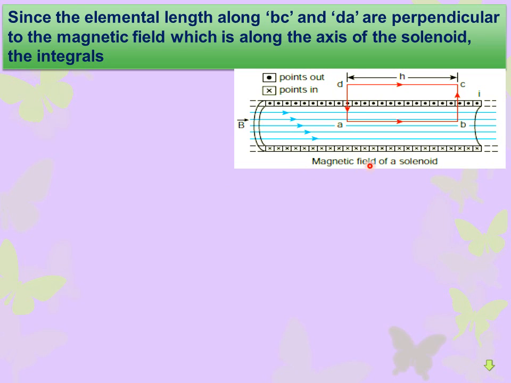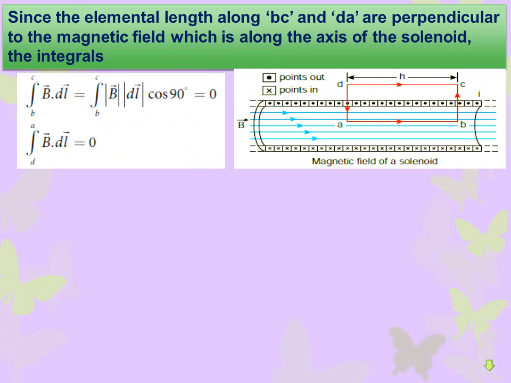And this is the magnetic field of a solenoid. Here it is a solenoid. Remember, it is a helix in structure, and this is the magnetic field inside the solenoid. We take one portion of that solenoid.